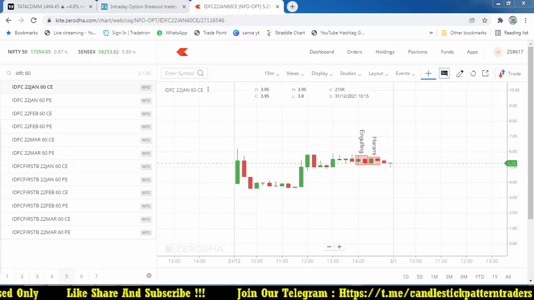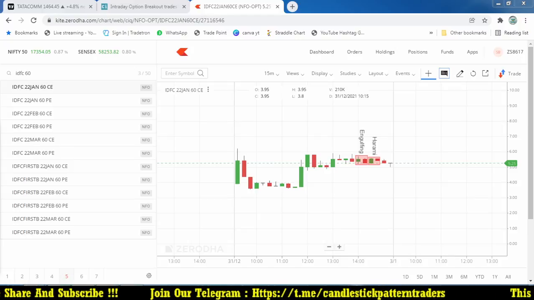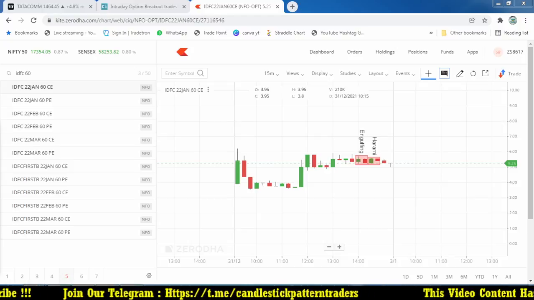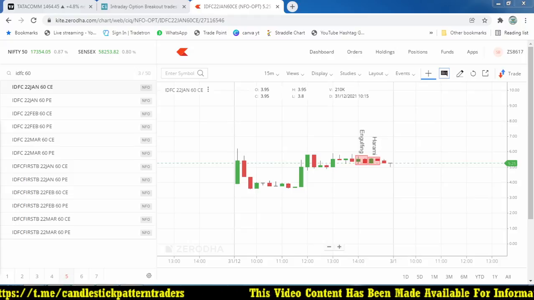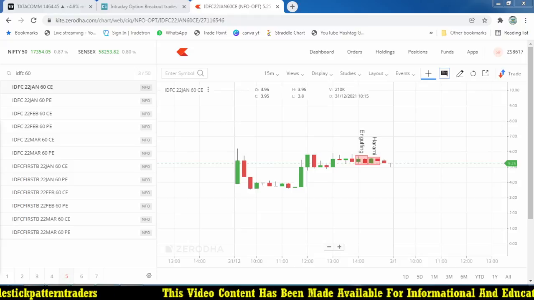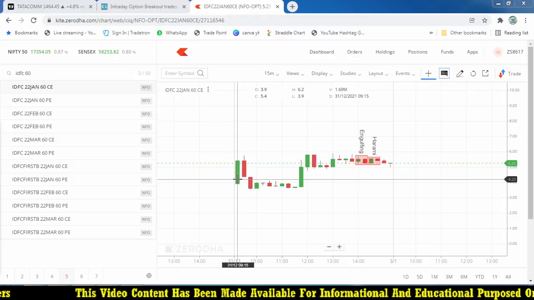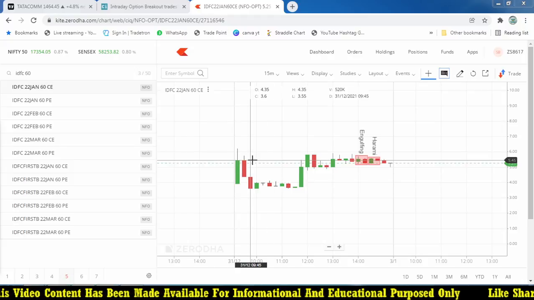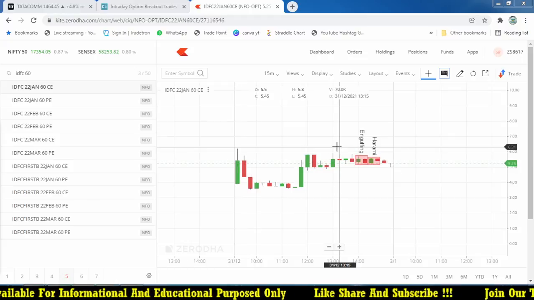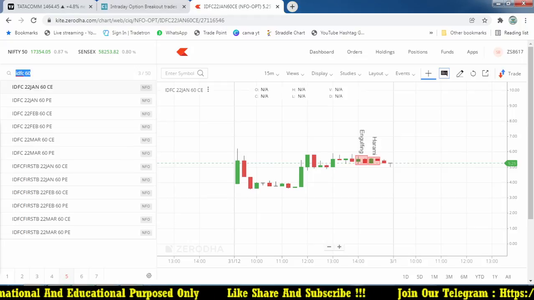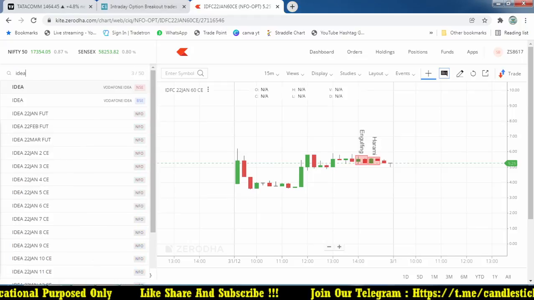Tata Communication 1400, yeah, that is not working. So the IDFC 60 call option, right from the opening, is showing a highest level of 6.2. Whenever it breaks above 6.2, we may try to take an entry, but there is no opportunity on this particular stock. And the third one is Idea.